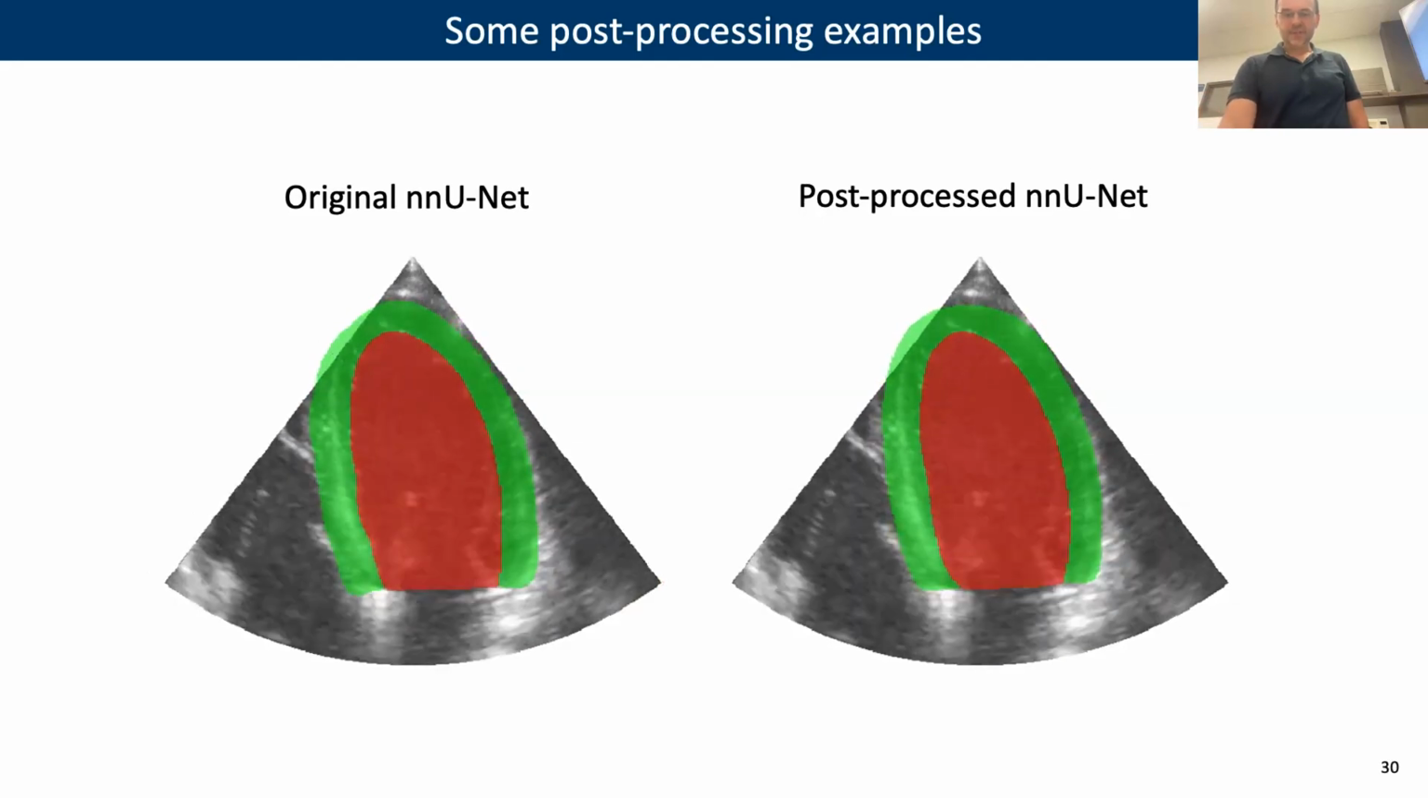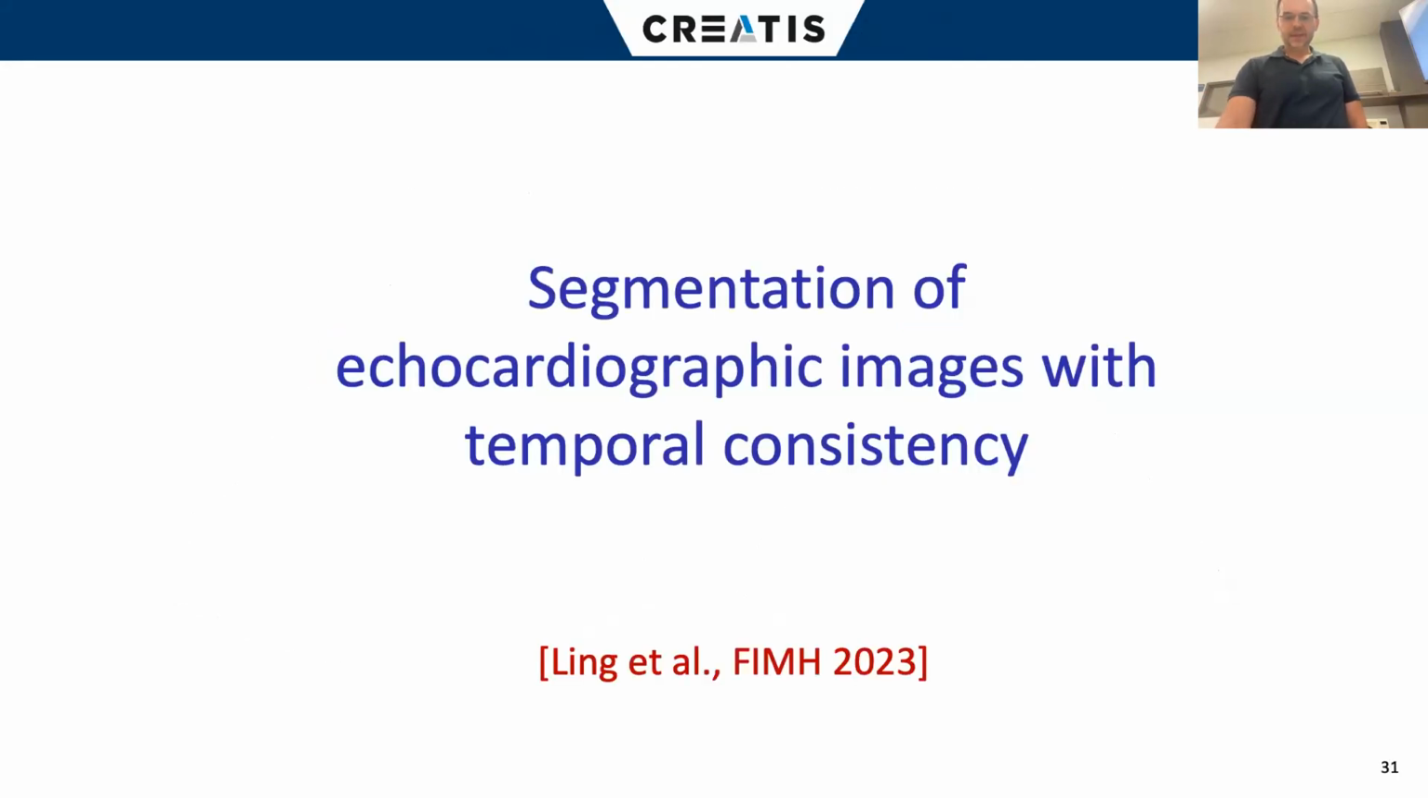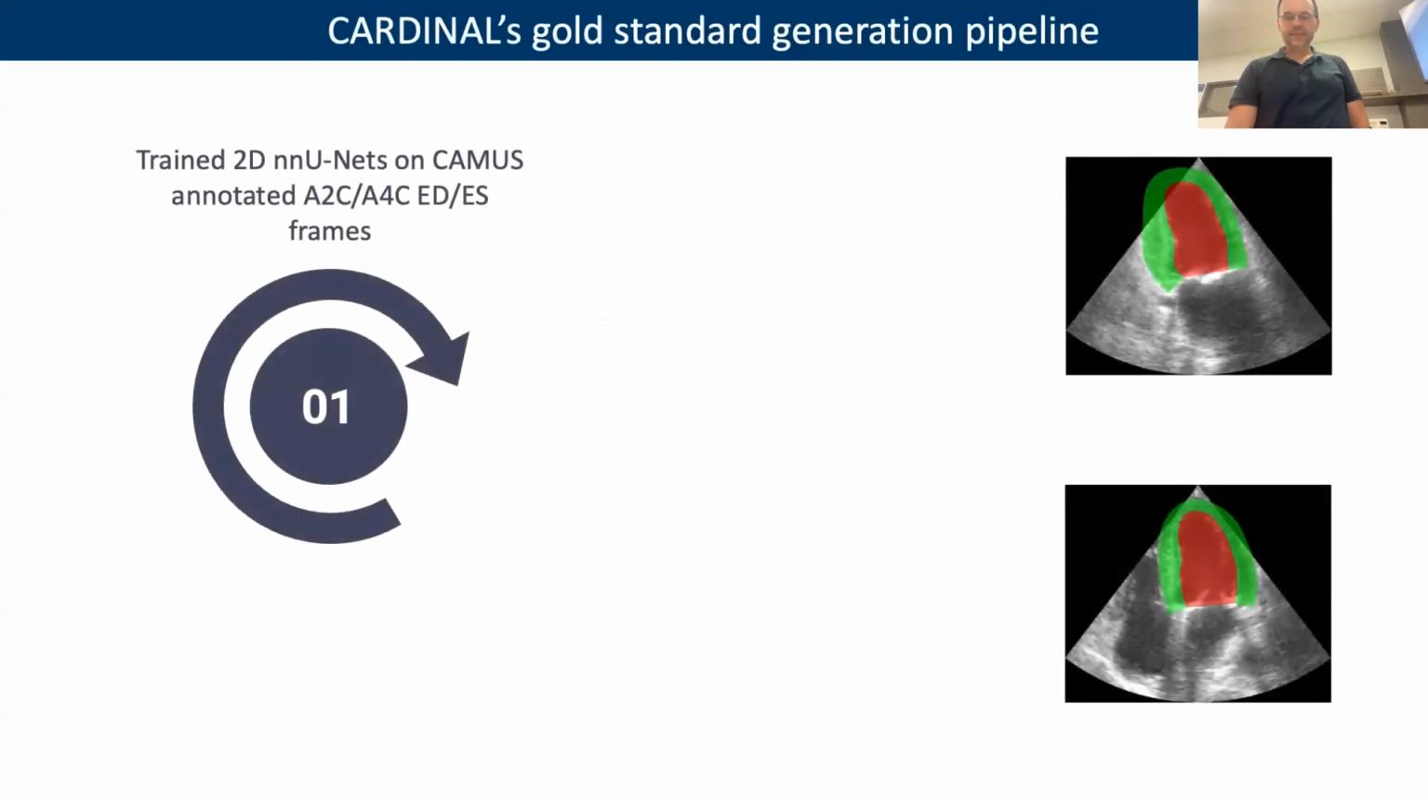So this is another example, but I will pass. So how to use that? This is something that we have recently done. Now we want to go to the generalization aspect. So the idea is to say that it's very difficult to have manual annotation on the full cardiac cycle, but we can create gold standards. For us, there is a difference between annotation and gold standards.